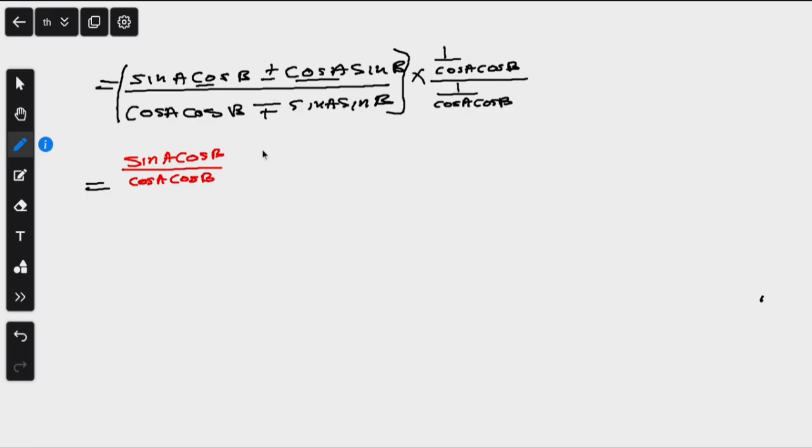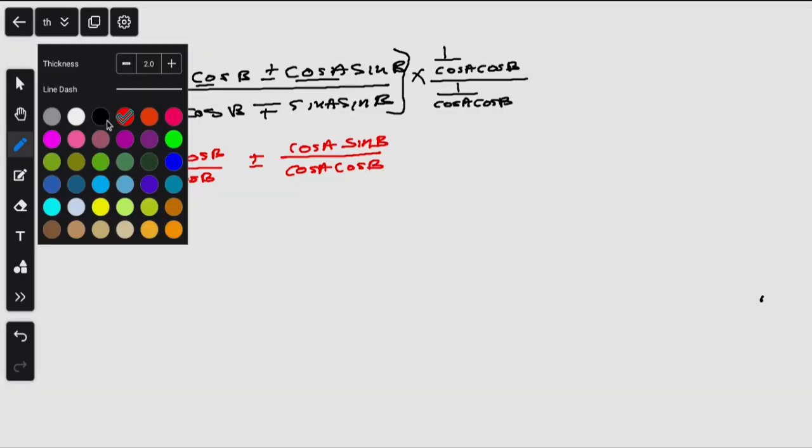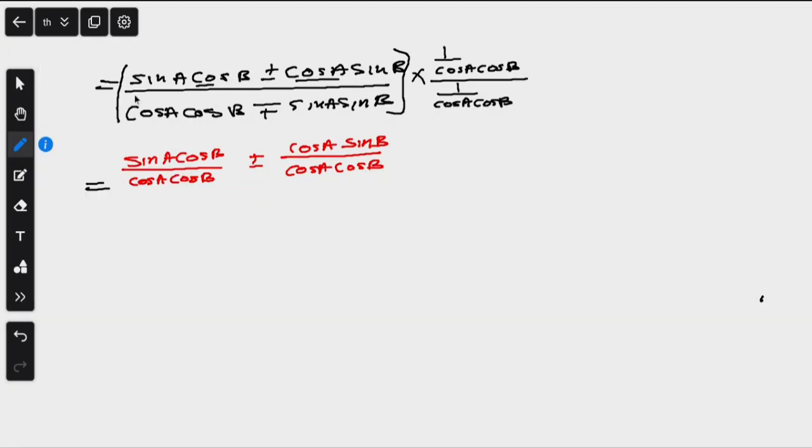Then here you can say plus or minus. Then if I multiply here, what are we going to have? We're going to have cos A sine B divided by cos A cos B, then over this one here. Then for the down part, you can say we have 1 multiplied by this one here. What are we going to have?